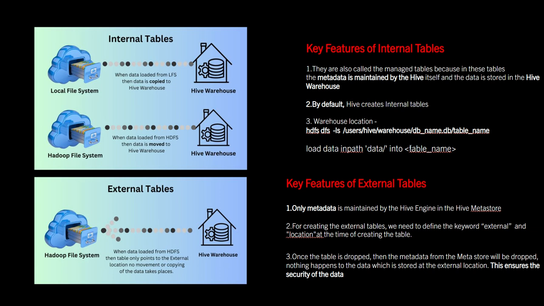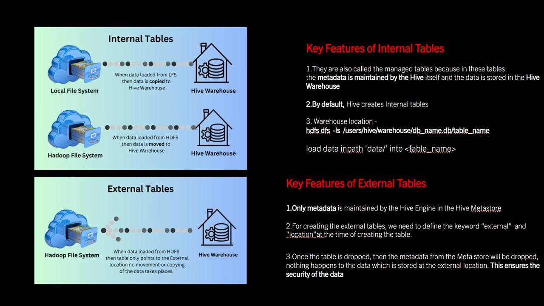Whereas with external tables, Hive won't have the complete ownership of the data. Hive will only store the metadata information, but the actual data will be residing in either Hadoop or S3, whatever file storage you're using. So even if you drop that table, the data will still be intact in the data lake, be it the Hadoop path or the S3 path. That is the speciality of the external table.